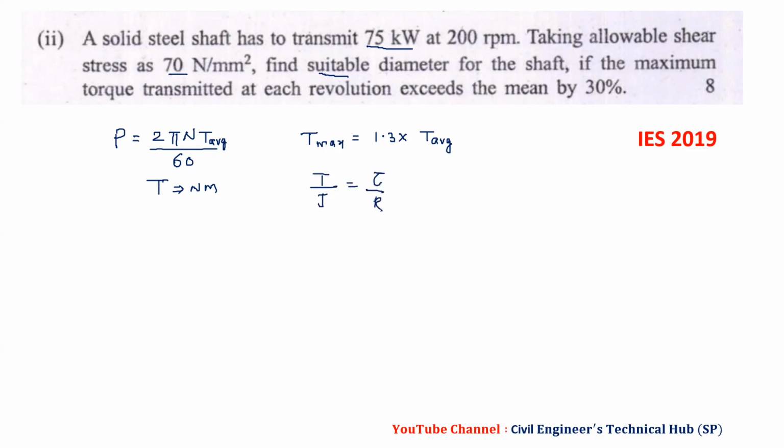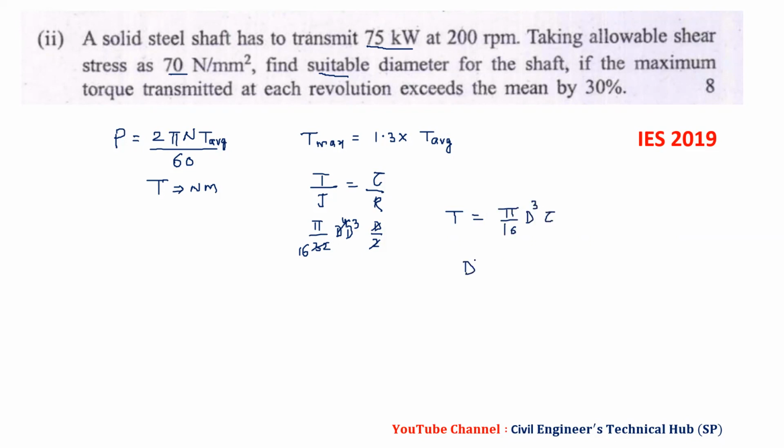A solid shaft is given, so you can write this in this fashion also, because J is pi by 32 d to the power 4, and R is d by 2. So we can cancel 2 with this 16, d will give d cube, and you can use the formula directly for a solid shaft: T is equal to pi by 16 d cube into tau.